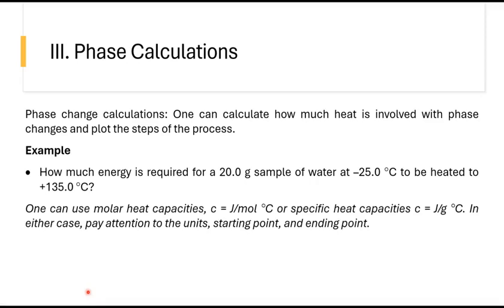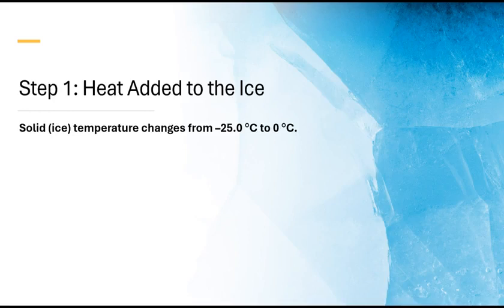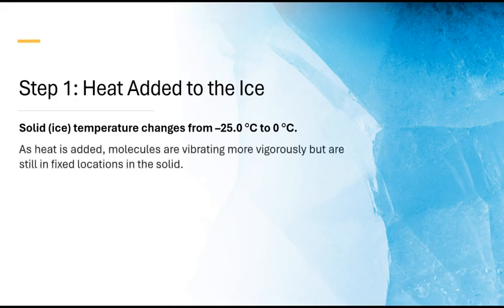In either case, make sure that we're paying attention to units, our starting point, and our ending point. Because we're starting at a temperature below the freezing point of water and ending up at a temperature above the boiling point of water, we have to do this in steps. Step 1. We have to add heat to the ice. The solid ice temperature changes from -25.0 degrees to 0 degrees, its freezing point, or melting point. As heat is added, molecules are vibrating more vigorously but are still in fixed locations in the solid.